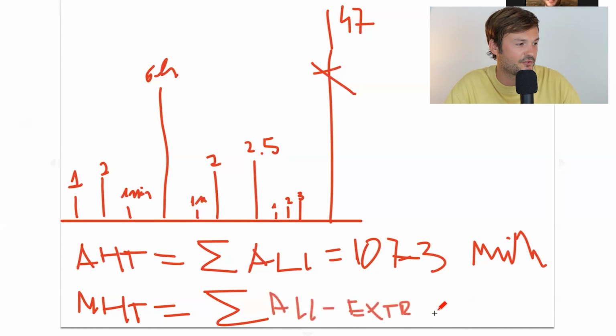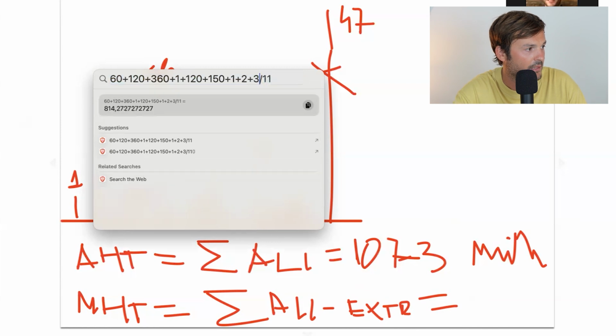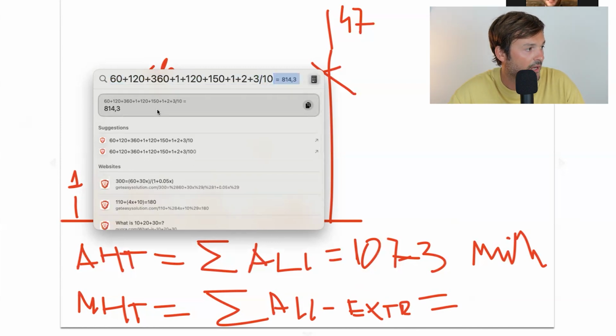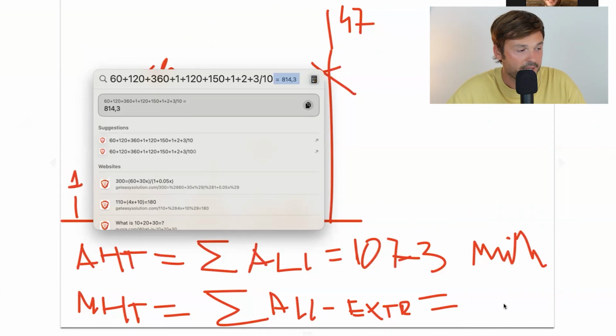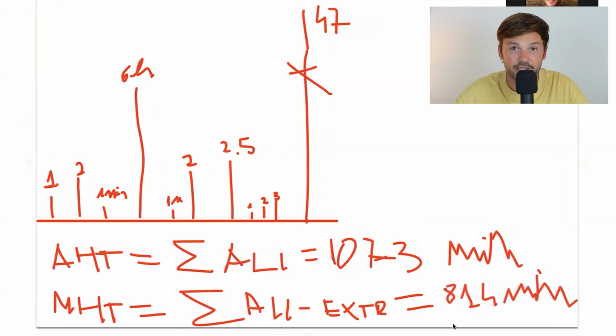Extra, that's it, extra. Okay, let's calculate this one. In this case, we're just going to eliminate the 2,820 from here, and then divide it by 10, because we only have 10 tickets now. It's 814. Oh my God, that's terrible as well. 814 minutes. Okay, this is a totally different story, and it's essentially almost 300 minutes less, and it's a much better telling story.